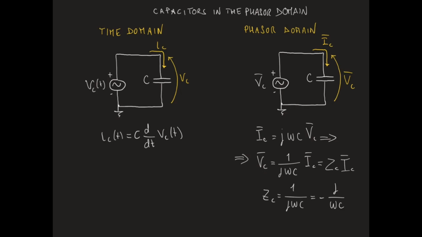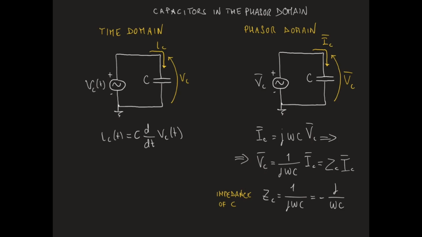Zc is called the impedance of the capacitor C. What we have obtained can be seen as an extension of Ohm's law to capacitors in the phasor domain. Note that the impedance Zc is a purely imaginary complex number. The unit of measurement of the impedance, like that of the resistance, is the ohm.